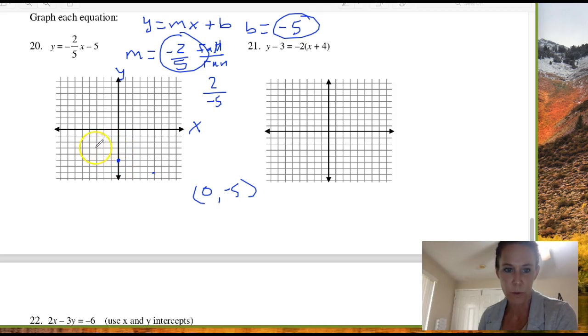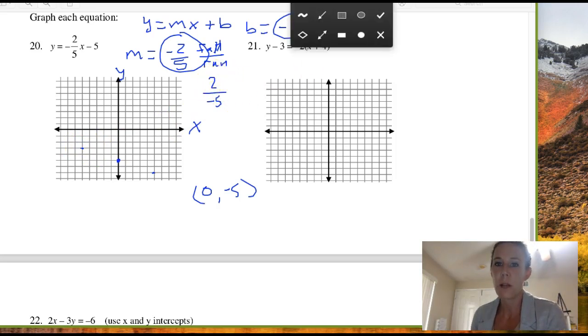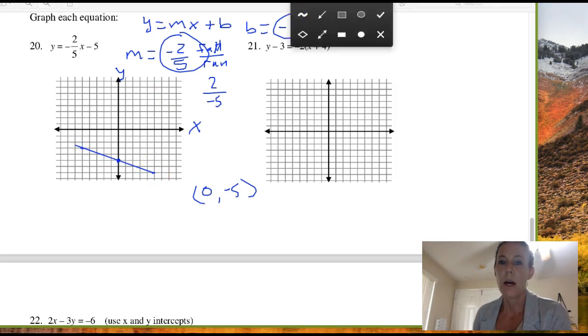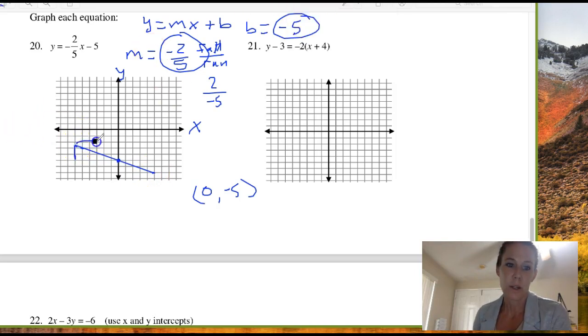1, 2, 3, 4, 5 to get another point here. So you could change it to this, rise 2, run to the left 5, and then go ahead and draw your line. Remember, your line does go on forever, so it does need to have arrows because it is going to continue on forever. So that is how you would graph that one. On to the next one.